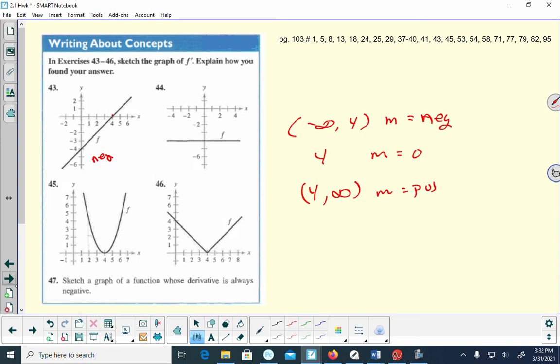So I want something that goes down, and at 4 is 0, so I'm going to have some type of vertex. And then after 4 is positive. And I'm going to think of a parabola. That's the first thing that comes to my mind. So the graph is going to go something like this. So from here to here, I'm going down. At here, it'll be 0, then going up.